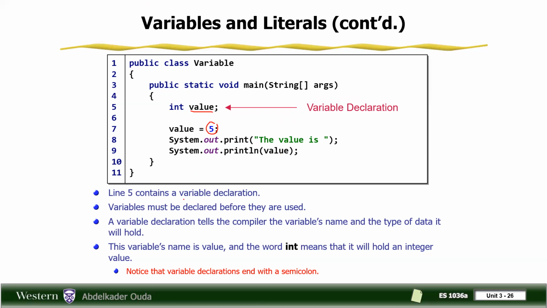So line number 5 contains a variable declaration. Here is how we declare a variable. Variables must be declared before they are used. A variable declaration tells the compiler the variable name and the type of data it will hold. So we are identifying a variable named value of type integer, so it will reserve the size of an integer in the memory. The variable name is value, and the word int means it will hold an integer value. Notice that a variable declaration ends with a semicolon.